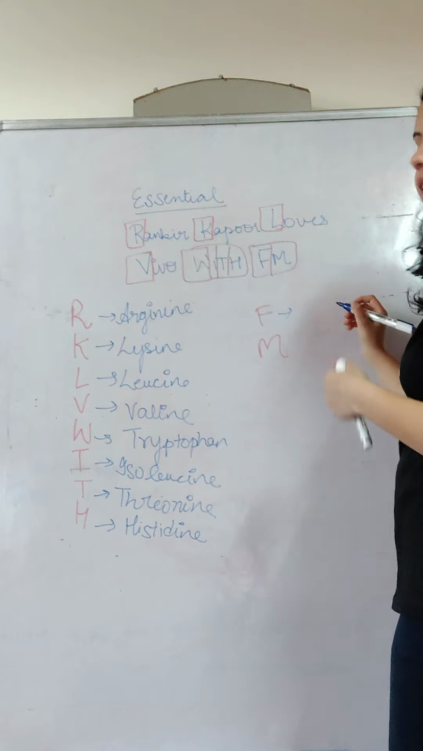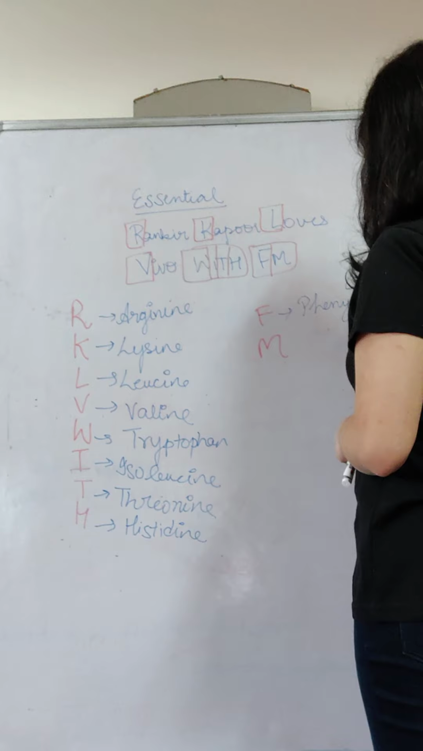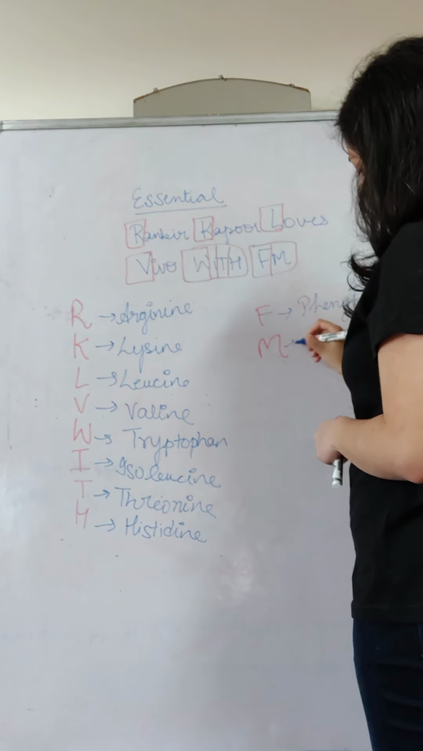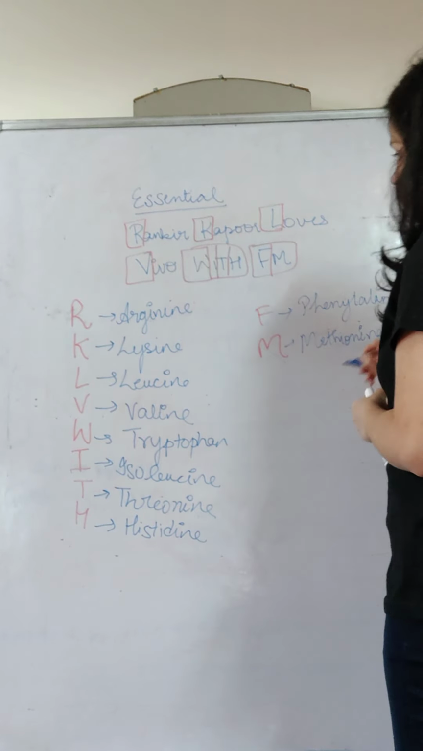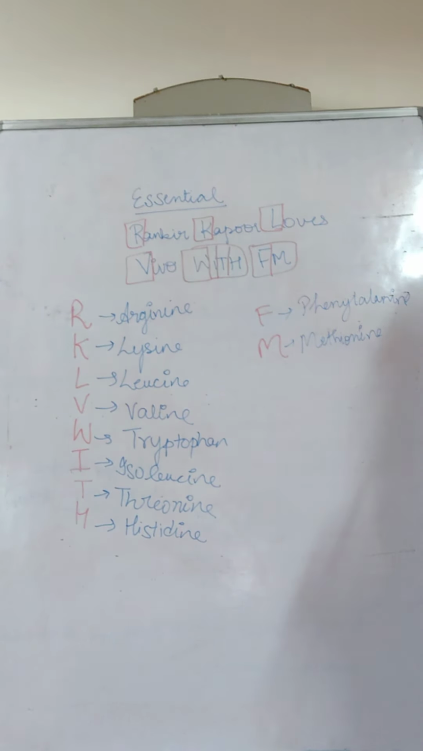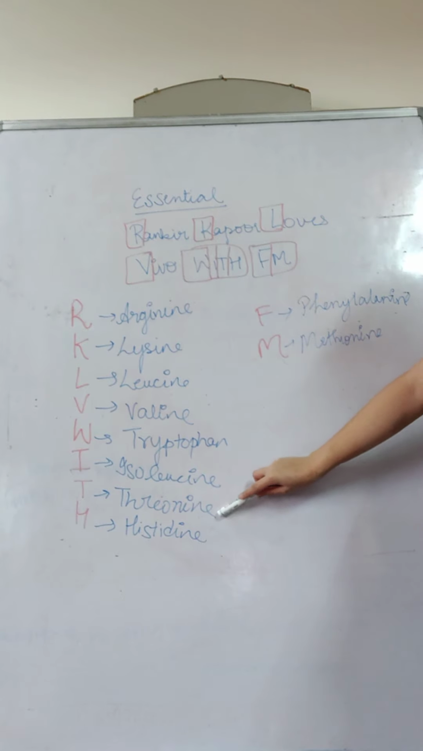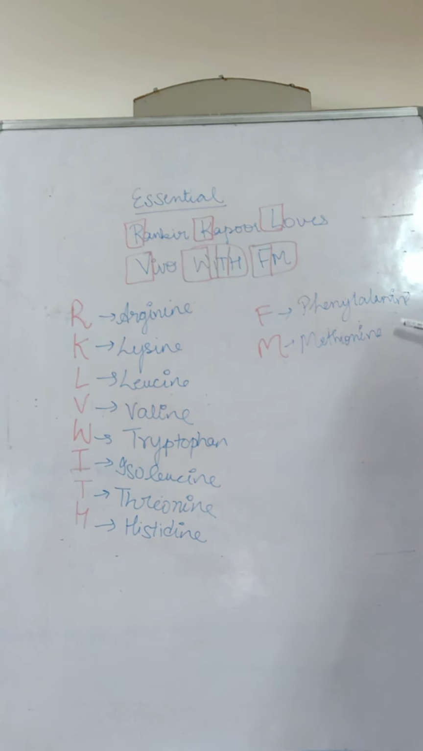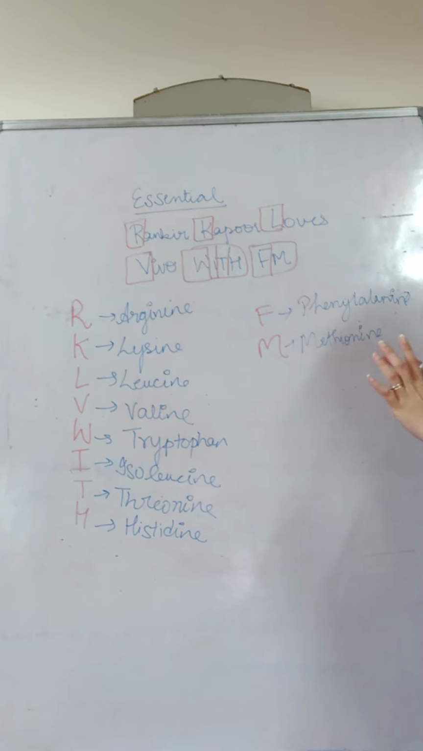and then here we have F, phenylalanine. F sounds like phenyl, right? Phenylalanine, and then M is for methionine. So Ranbir Kapoor loves Vivo with FM: arginine, lysine, leucine, valine, tryptophan, isoleucine, threonine, histidine, phenylalanine and methionine. So now the essential amino acids, their classification, their one letter code, I hope they'll be clear to you.